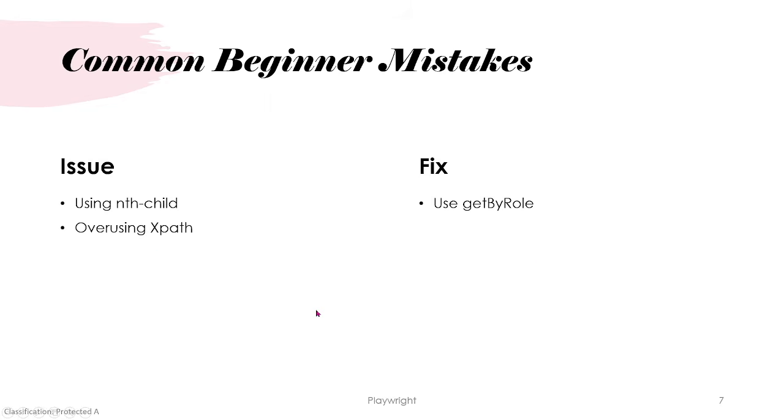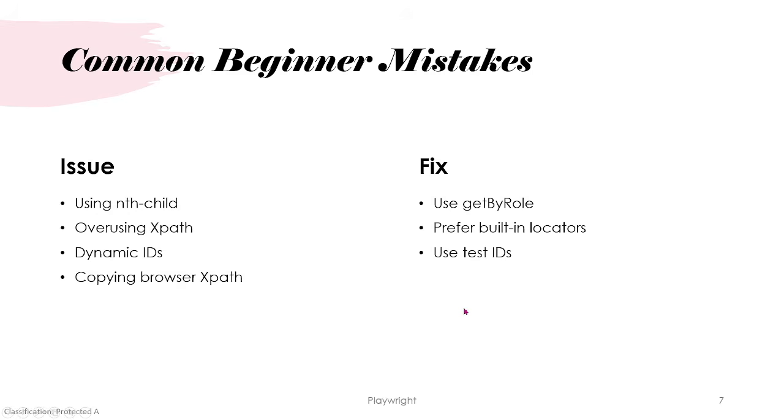Overuse of XPath. Prefer built-in locators. Dynamic IDs: some web pages have a dynamic ID every time the page loads. So if you search for this dynamic ID, every time the ID changes, so Playwright cannot find that ID. So use the text instead. Copying browser XPath. Refactor selectors.